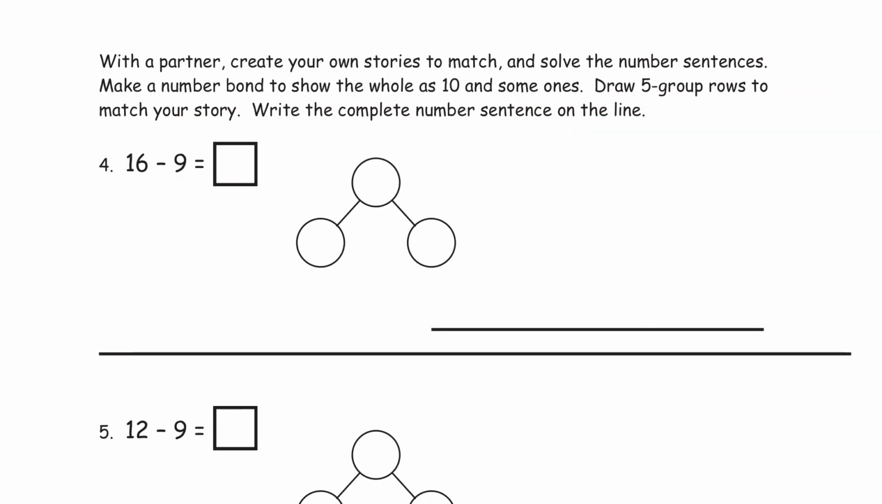Welcome back, boys and girls. All right, the directions read, with a partner, create your own stories to match and solve the number sentences. Make a number bond to show the whole 10 and some ones. Draw 5 group rows to match your story. Write the complete number sentence on the line.